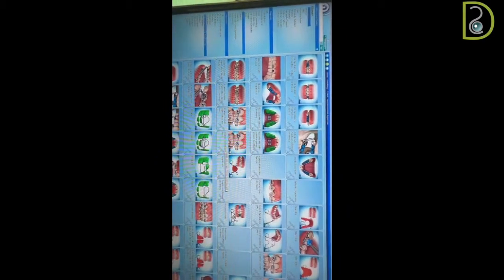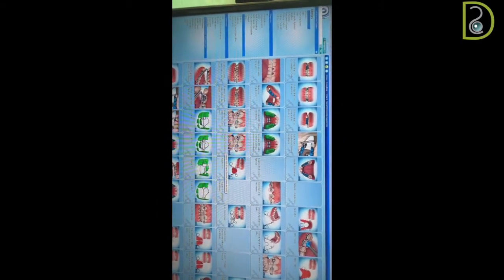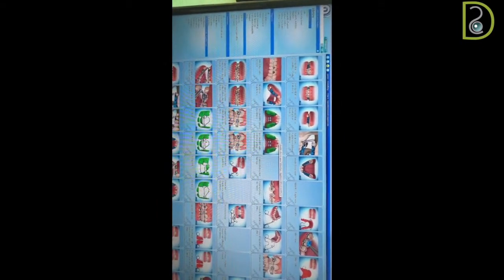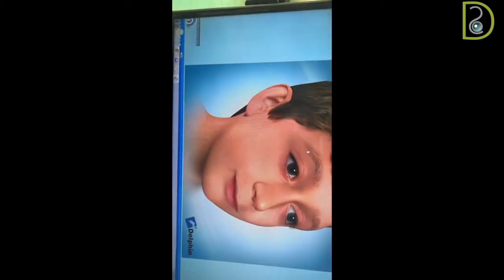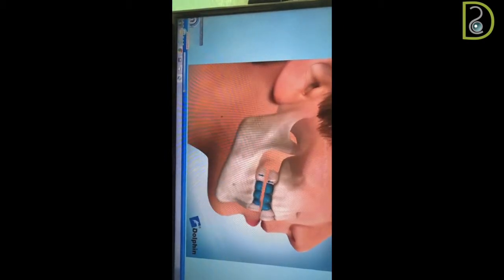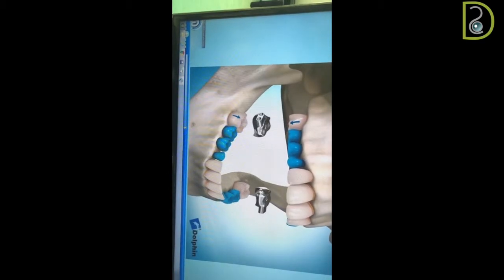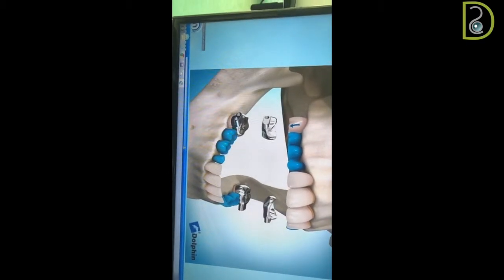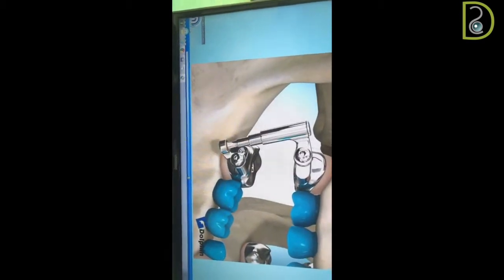So what do we do in this case? Now, for this problem, we have multiple appliances. We have a lot of appliances. It depends on your preference. It depends on the lab support you have. It depends if you like removable or fixed appliances. And the best time to treat this, as I said, is just before the growth spurt.